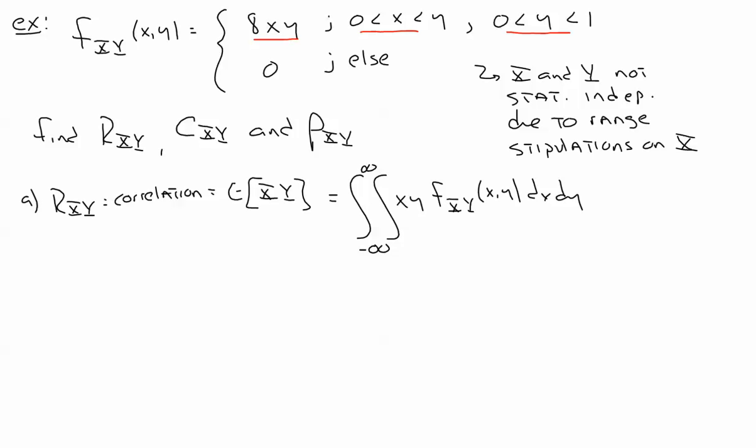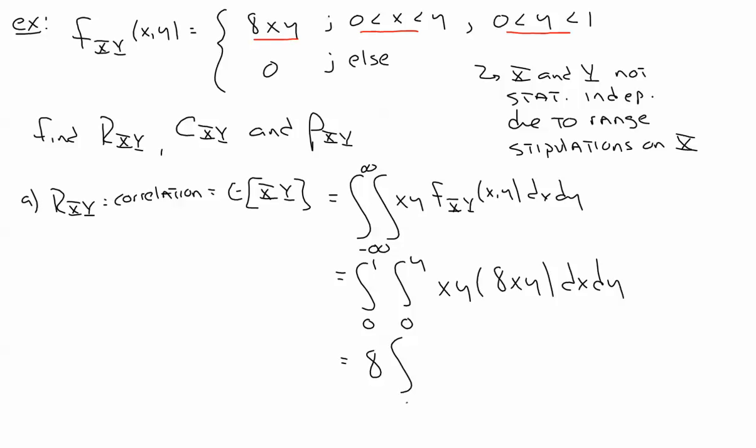All right. And my range stipulations tell me that my integral for y goes from 0 to 1. My integral for x goes from 0 to y. Xy times 8xy dx dy. About to run out of room. This is going to be 8 times the integral from 0 to 1 of y squared, integral from 0 to y of x squared dx dy. So I'm going to do that integral first. And I ran out of room, so let me go to the next page and I'll rewrite this.